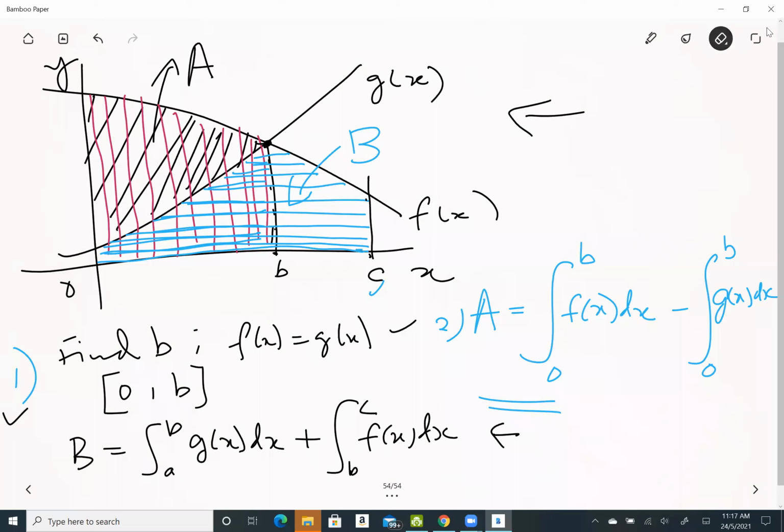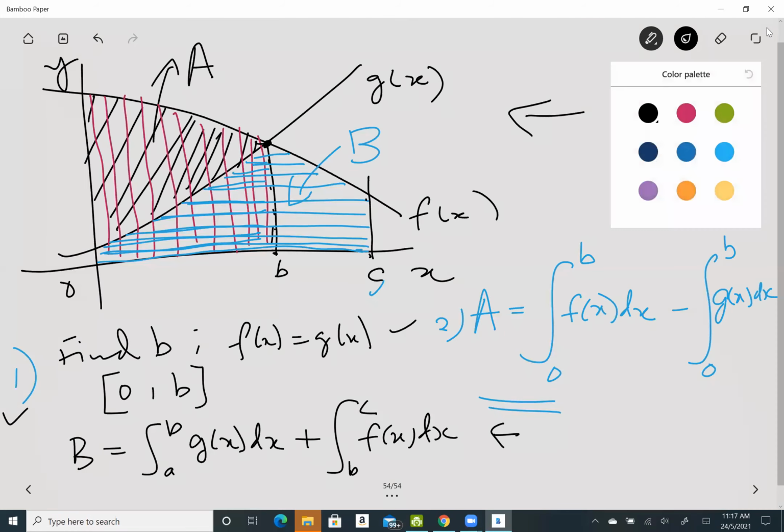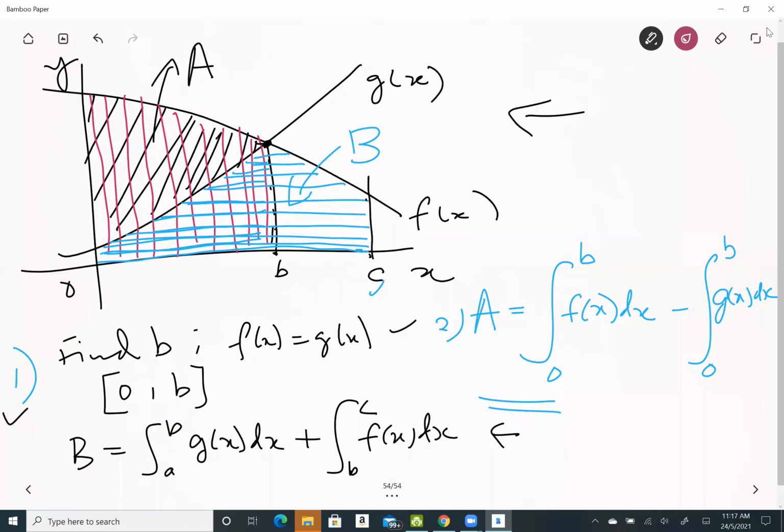Okay, I give you another one. Now let's say we want to find the area here. I use another color. Let's say I want to find the area here. This area looks like a chicken's claw, the triangular shape. Okay, I want to find that area. I call it C.